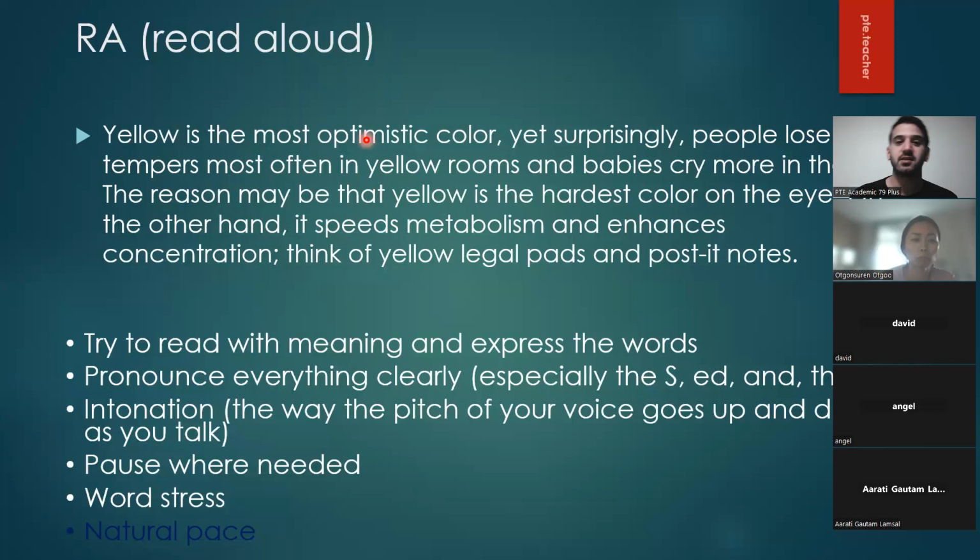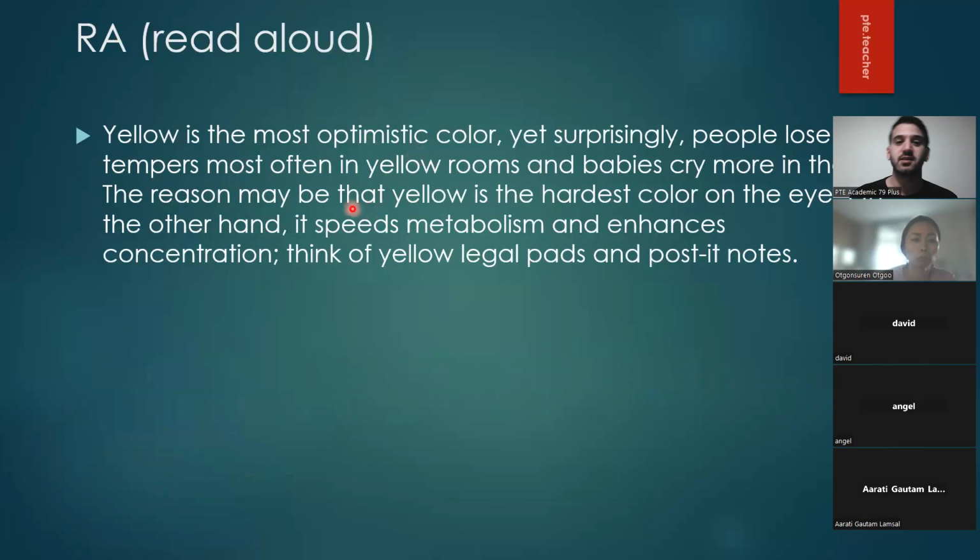So content, pronunciation, and fluency. Remember these three. Okay, let me just read it for you guys one more time. Yellow is the most optimistic color. Yet surprisingly, people lose their tempers most often in yellow rooms and babies cry more in them. The reason may be that yellow is the hardest color on the eye. On the other hand, it speeds metabolism and enhances concentration. Think of yellow legal pads and post-it notes.